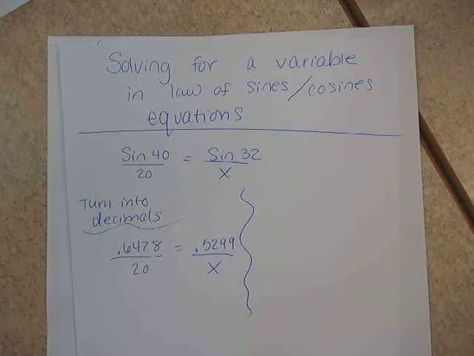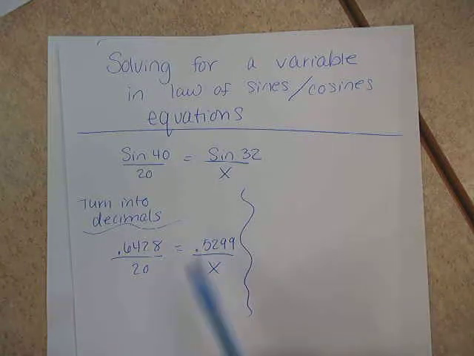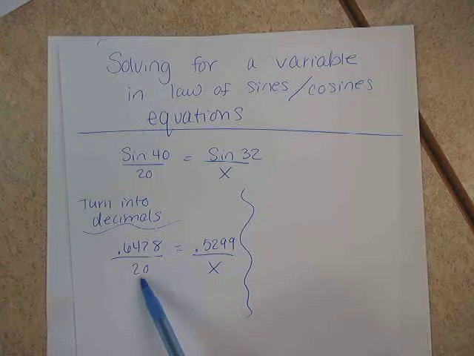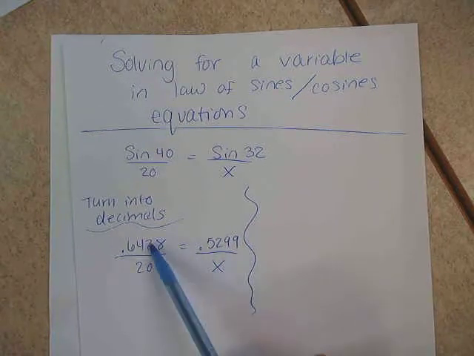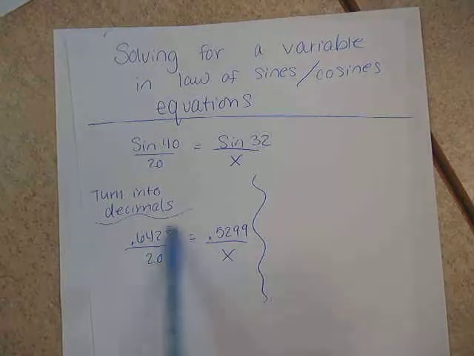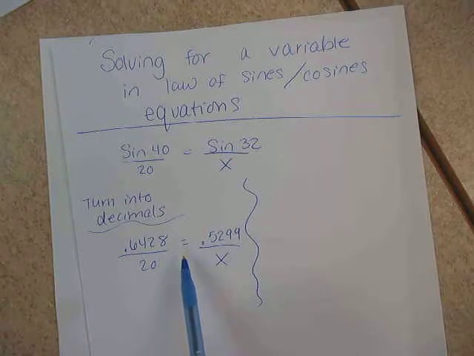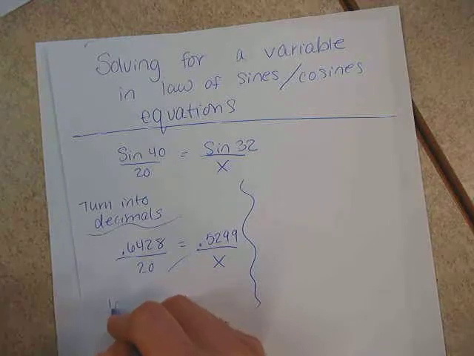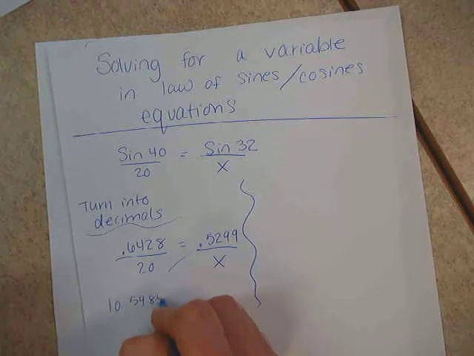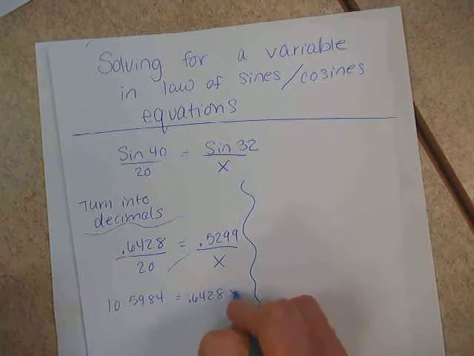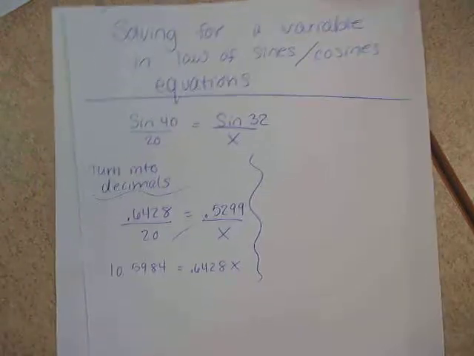And you've done these before, maybe not with the decimals, but it's just cross multiplying. So the more of this you can leave in your calculator, the better. We usually end up multiplying these two and multiplying those two, right? And to get x by itself, we would divide that out. So 0.5299 times 20 equals 10.5984, and this would be 0.6428x.